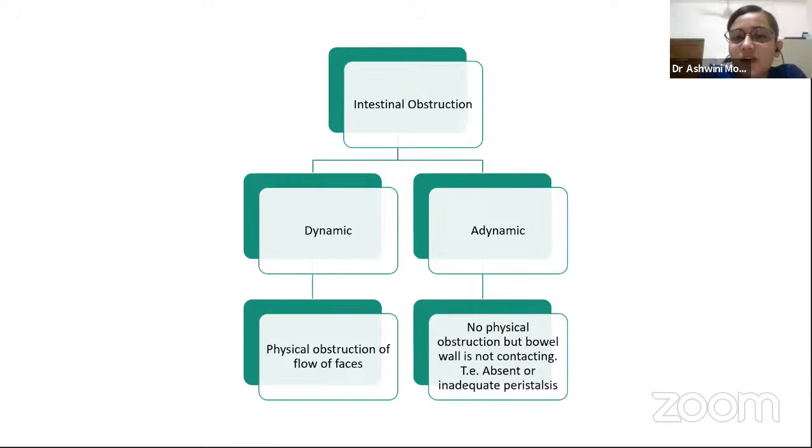Intestinal obstruction can be dynamic and adynamic. What is dynamic obstruction? It is a physical obstruction to the flow of feces. And adynamic is no physical obstruction, but the wall is not contracting. The peristalsis is absent, and because of that, the content is not able to move ahead. In dynamic, there is something which is obstructing food particles or bowel content from going ahead. So that is the big difference.